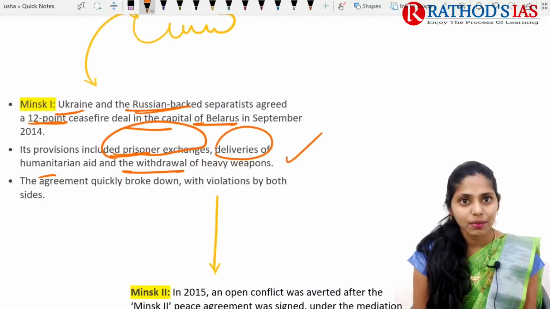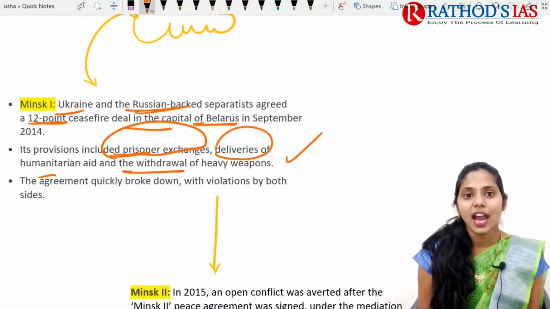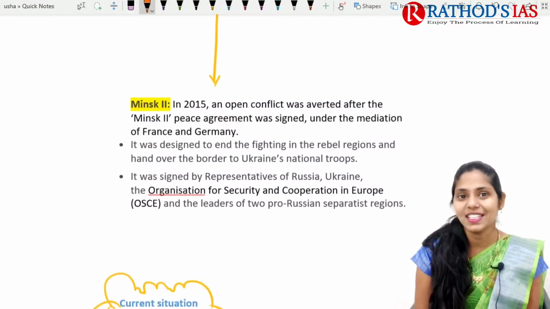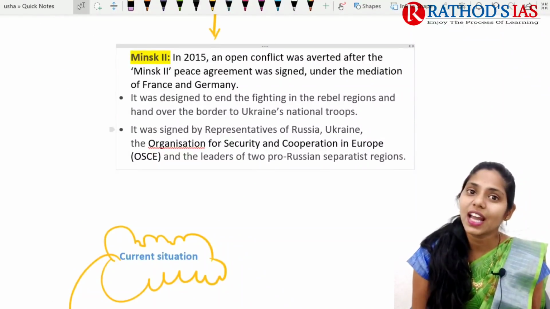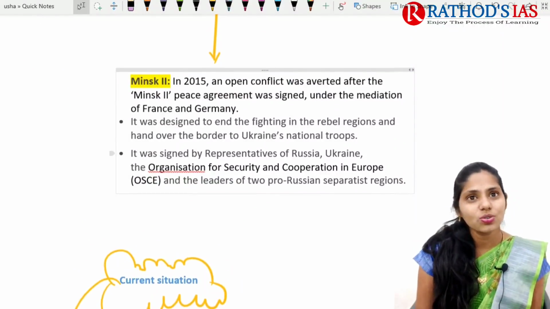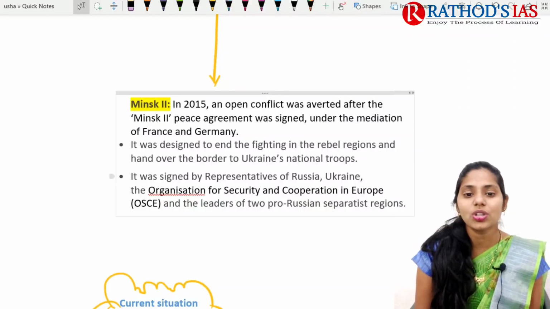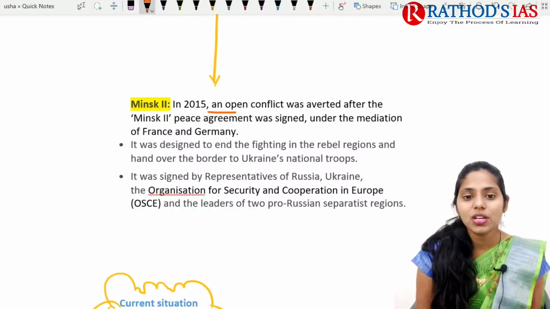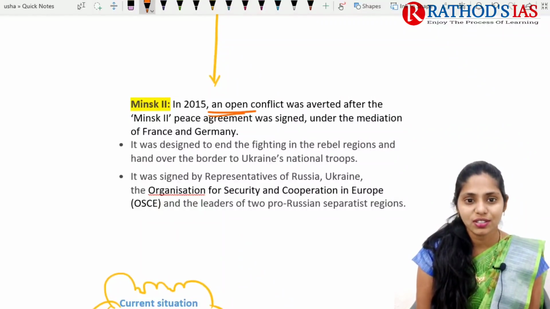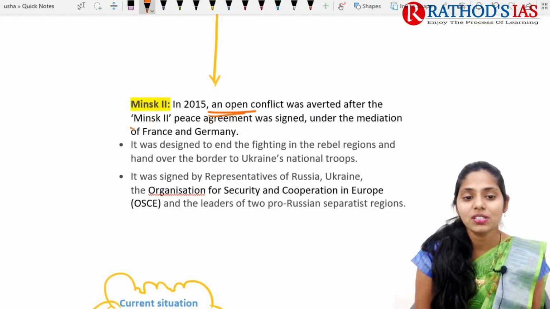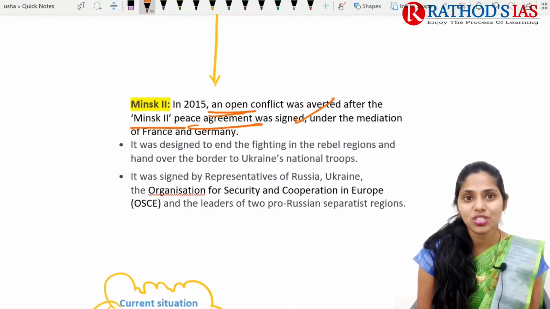This agreement quickly broke down, and there was some violence. After that they came up with the second agreement, Minsk 2. The Minsk 2 agreement came up in 2015, and an open conflict was averted after this Minsk 2 peace agreement was signed.